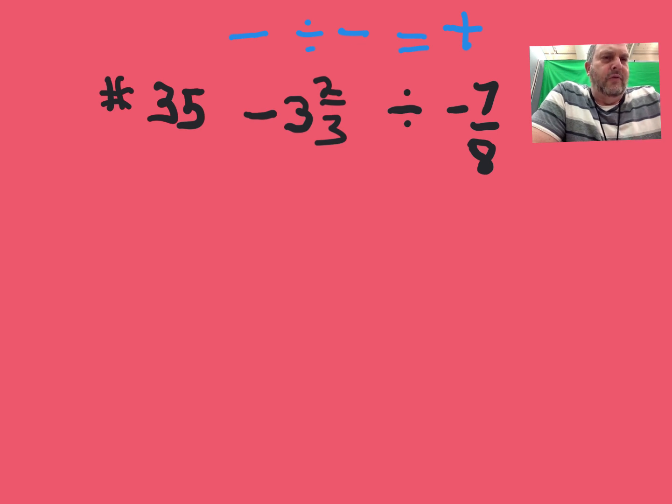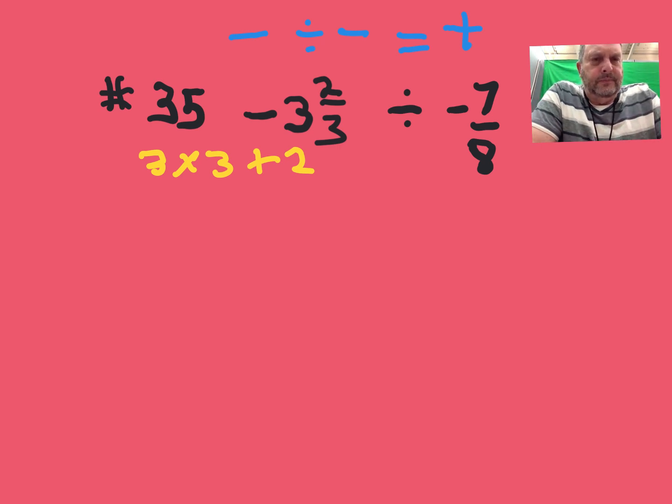All right, so before we start, we got to turn the mixed number into an improper fraction. And I shall do that by going 3 times 3 plus 2. So I have 3 times 3, that's 9. 9 plus 2 more is 11. So now I have 11/3.